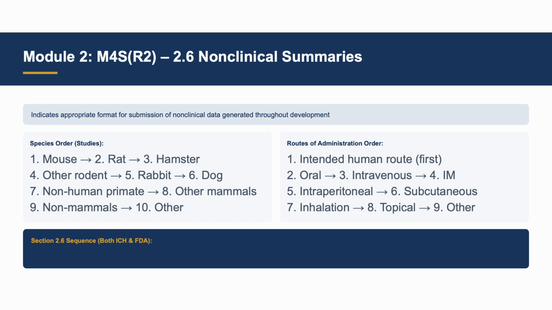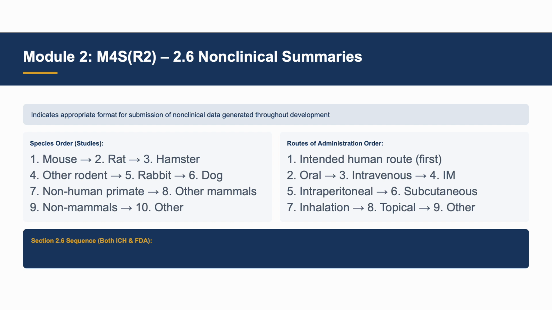Discussion and conclusion sections should integrate data across studies, and importantly, exposure of animals to the test article should be related to exposure in humans. This human exposure comparison helps reviewers assess the safety margins established by your non-clinical studies. For all sections where non-clinical data is summarized, studies should be ordered by species in a specific sequence: mouse first, then rat, hamster, other rodents, rabbit, dog, non-human primates, other non-rodent mammals, non-mammals, and finally other species. This standardized ordering makes it easier for reviewers to find and compare information.